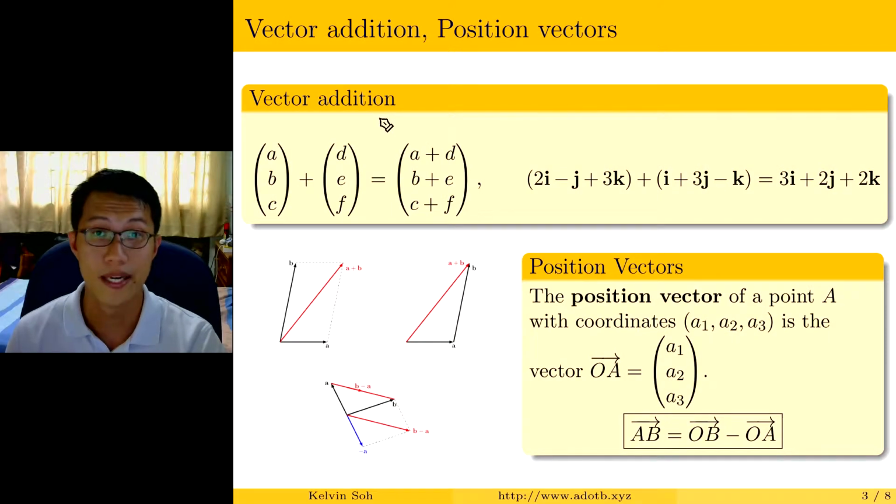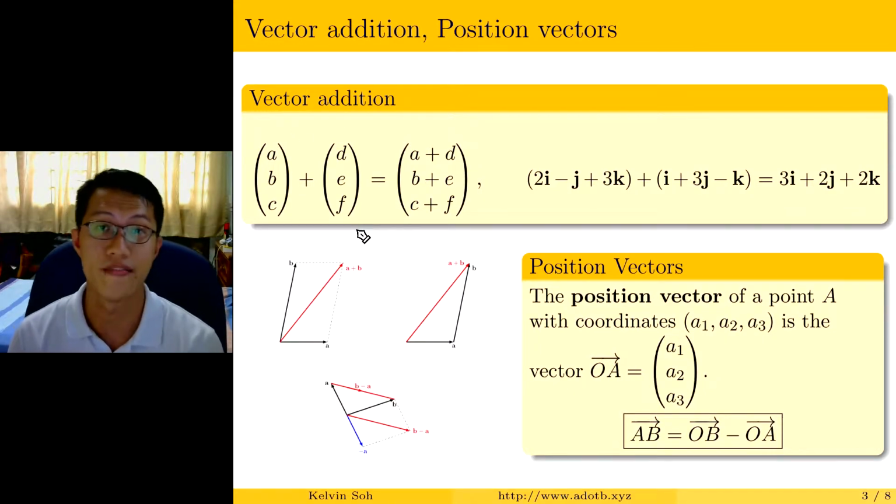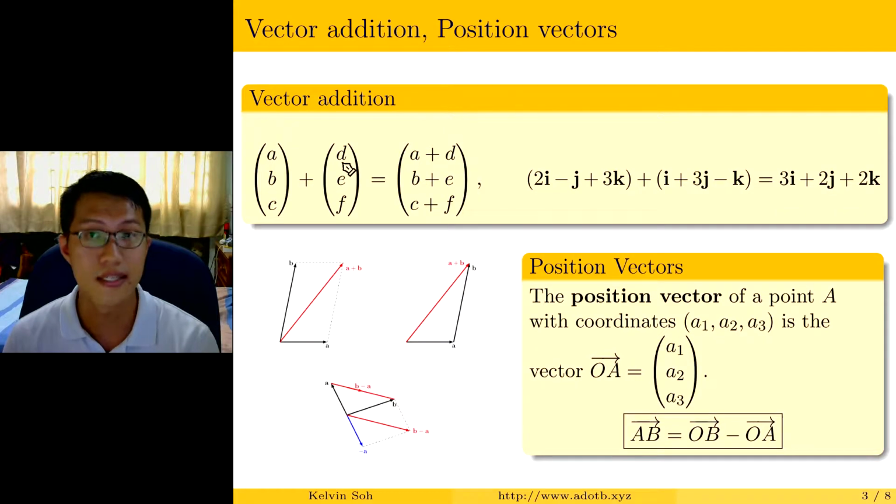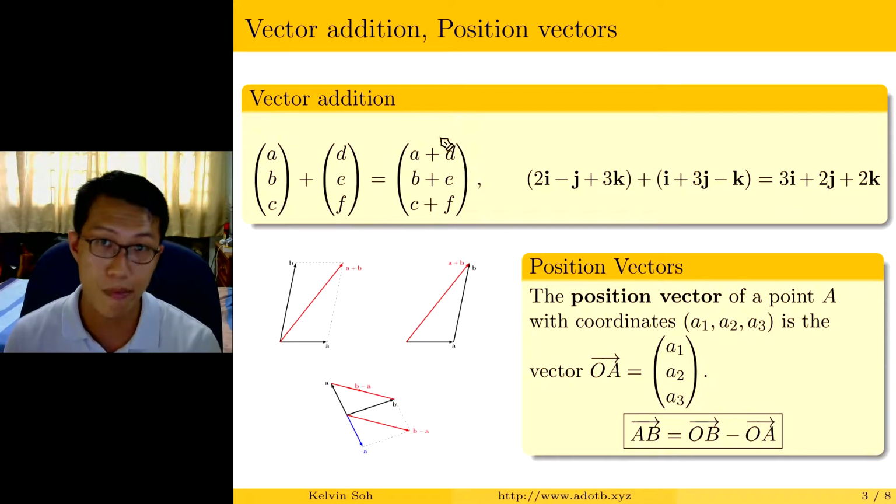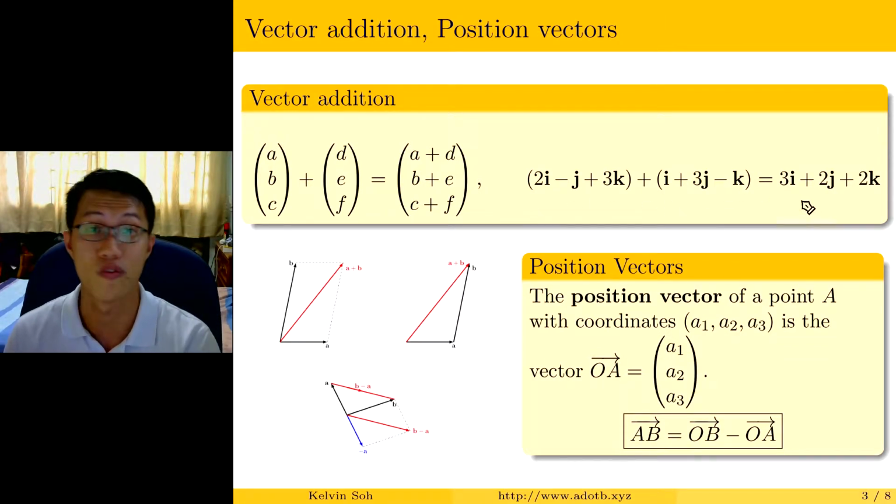Our next concept is vector addition. Similar to scalar multiplication, the mechanics, hopefully, are pretty intuitive and straightforward. Given 2 vectors, to add them up, we add them up component-wise. This is seen in this example in the column vector notation as well as in the IJK notation over here.